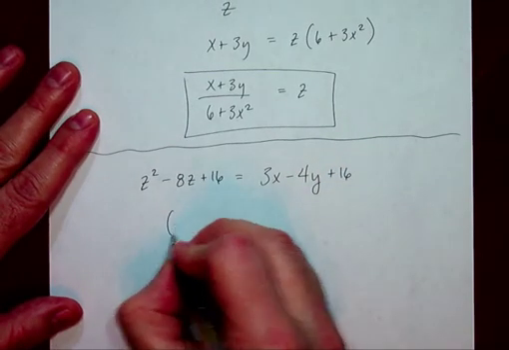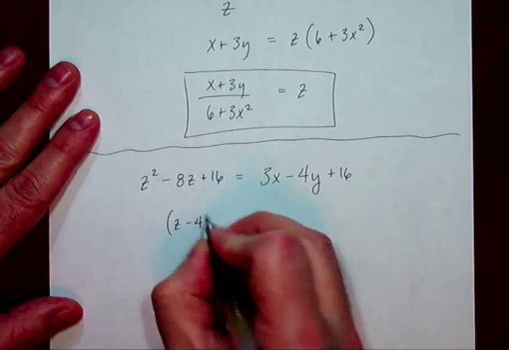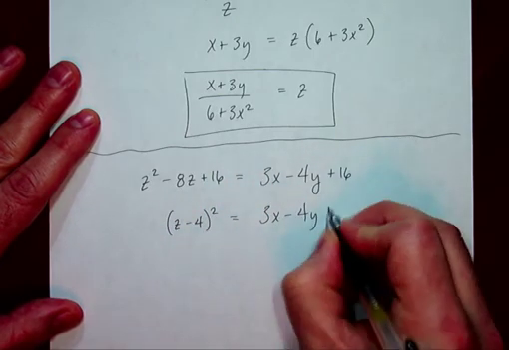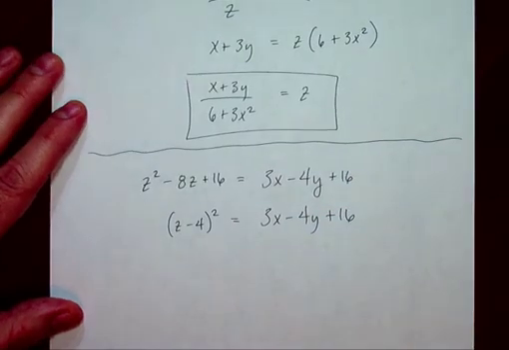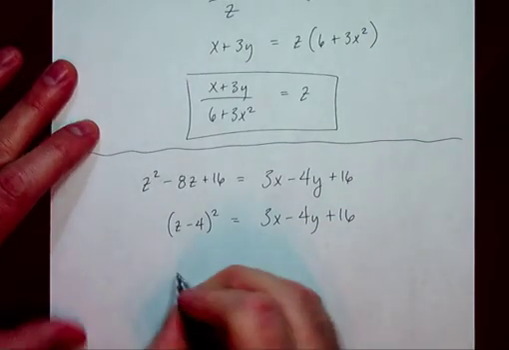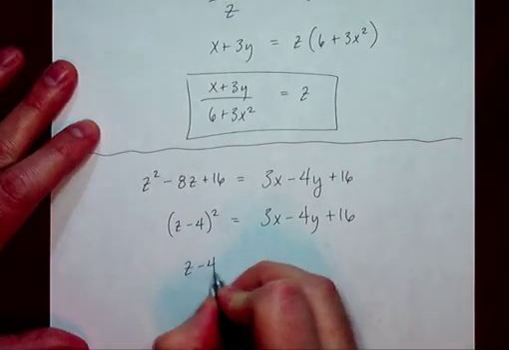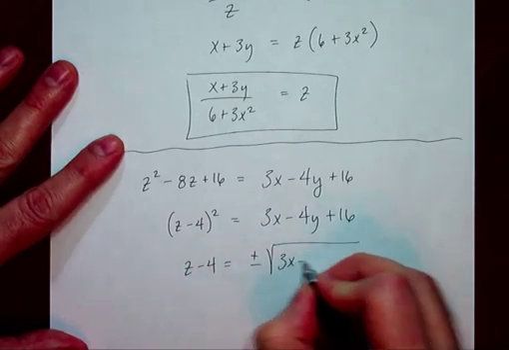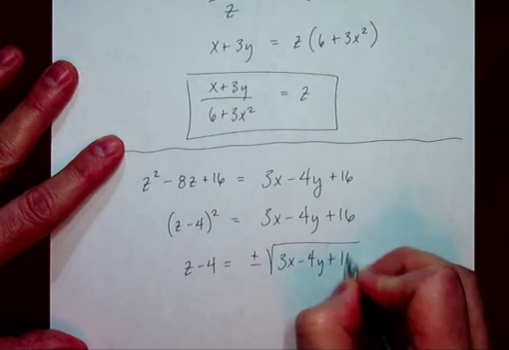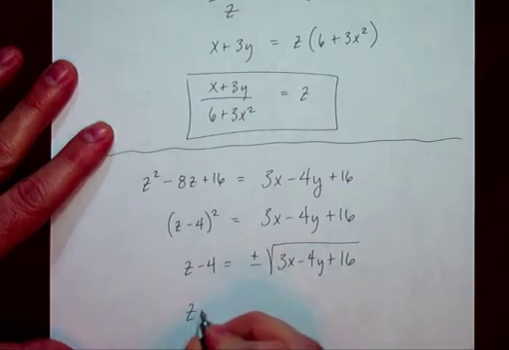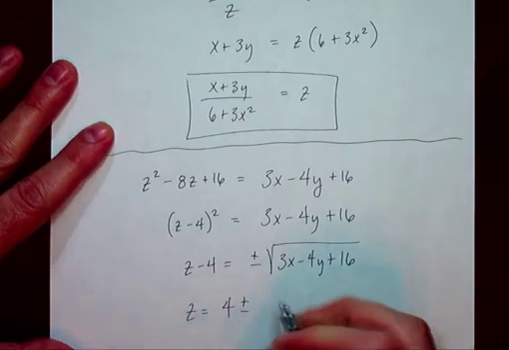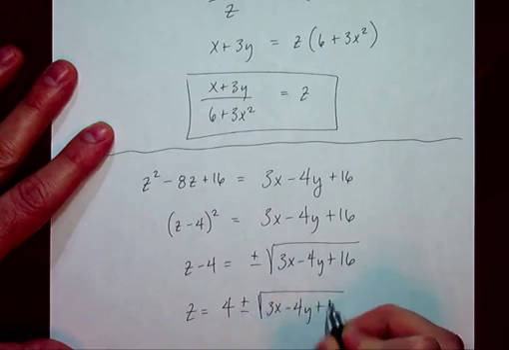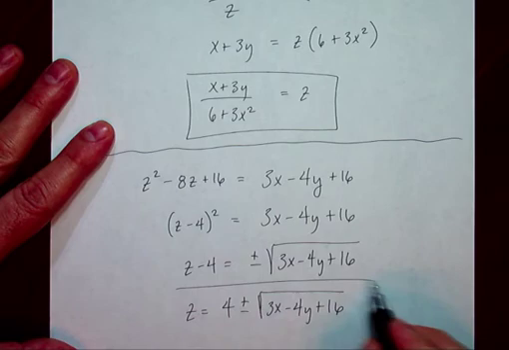And once I've done that, I have the ability to get z by itself now, and I simply need to take the square root of both sides, remembering to do the plus or minus, and then I add 4 to both sides, and that is my answer.